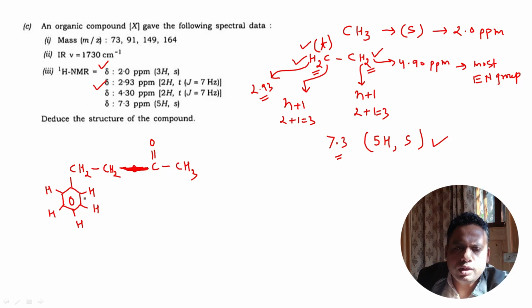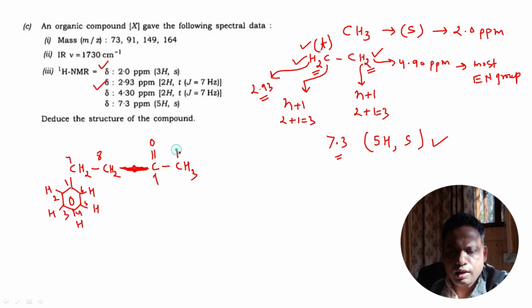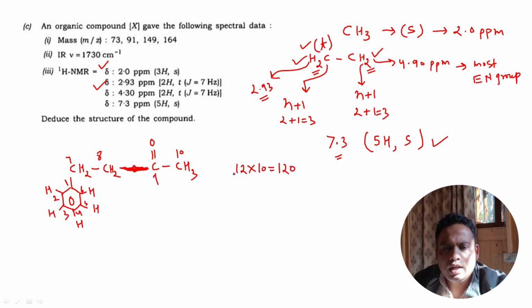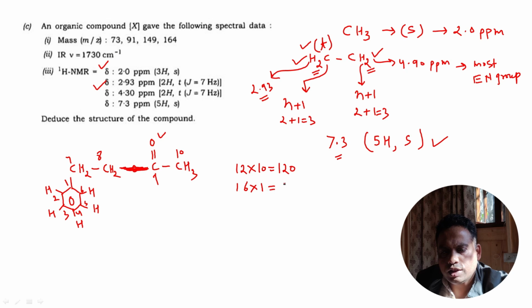But if you count the total weight of this particular compound, you can count the number of carbons. This is 1, 2, 3, 4, 5, 6, 7, 8, 9, 10. 10 carbons are there. That means 12 into 10, where 12 is the atomic weight of carbon, so you write 120 here. And then you have one oxygen here. The atomic weight of oxygen is 16, so 16 into 1 gives you 16 again.